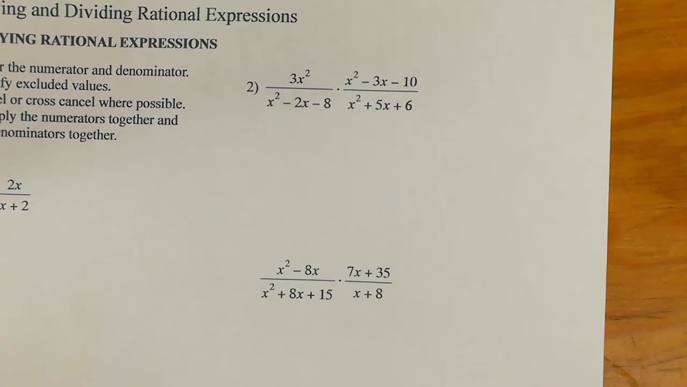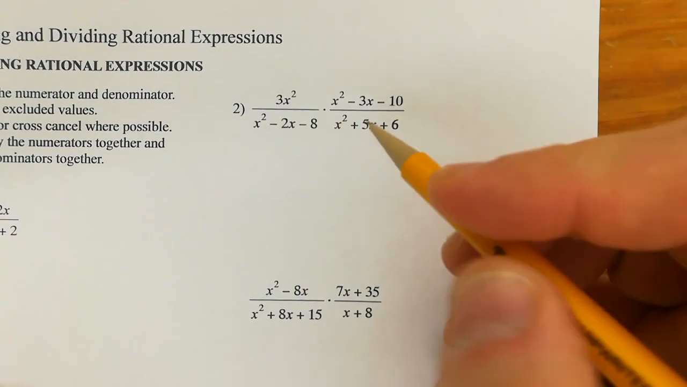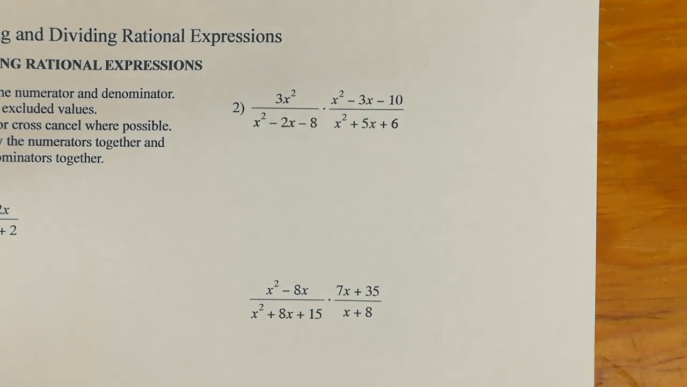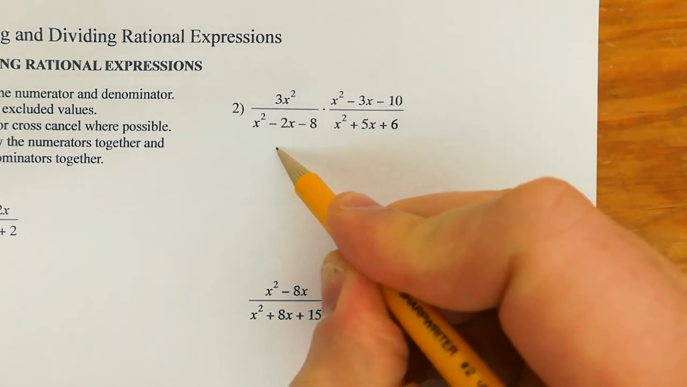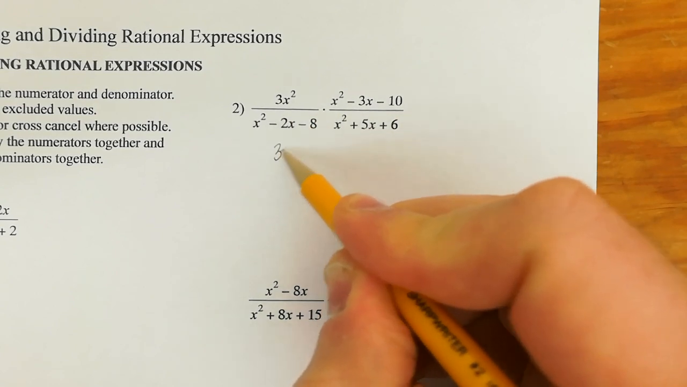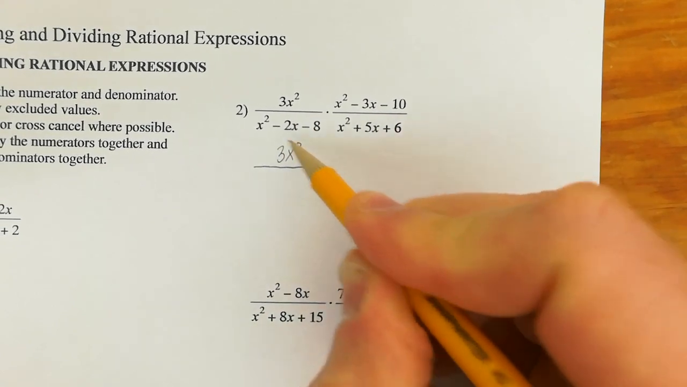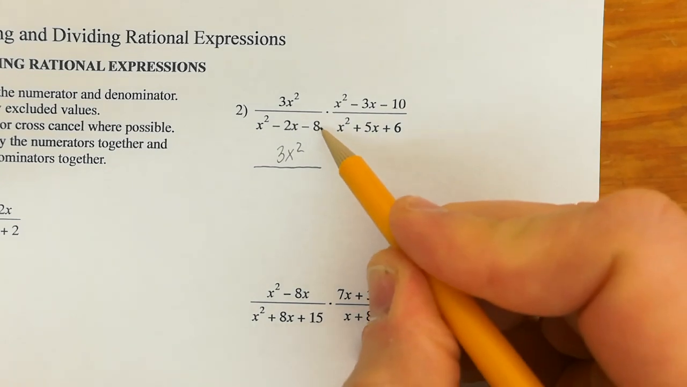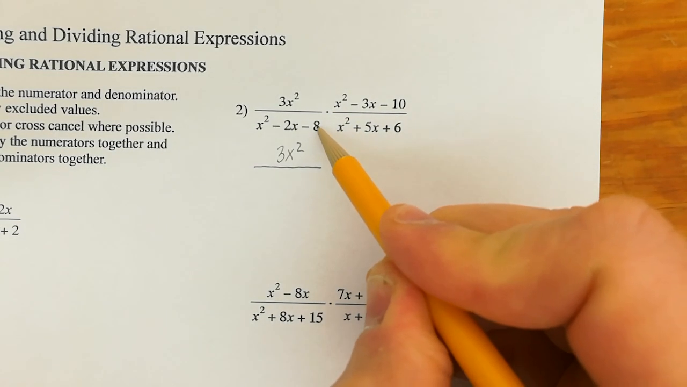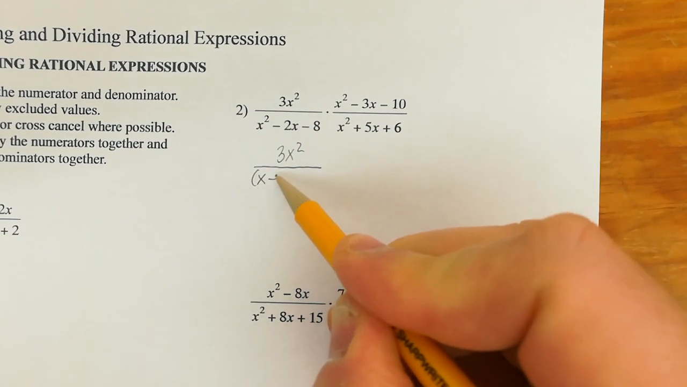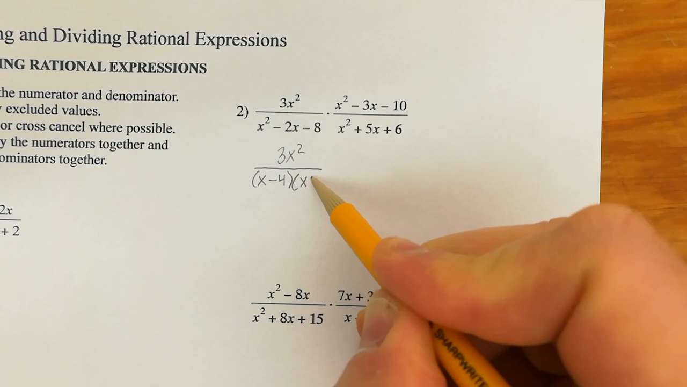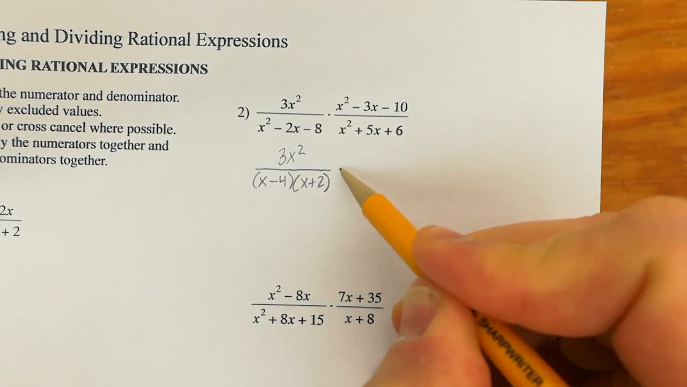All right, let's do number 2 here. On this one, it's a little bit more complicated, it looks like. It's just a little bit more factoring we have to do. So step 1, factor everything, numerators and denominators. We can't do anything with that first numerator. I'm just going to copy it down here. The denominator here is a trinomial. So we need to find two numbers that multiply to negative 8, add to negative 2. Well, that would be negative 4 and positive 2. So we would end up with that.